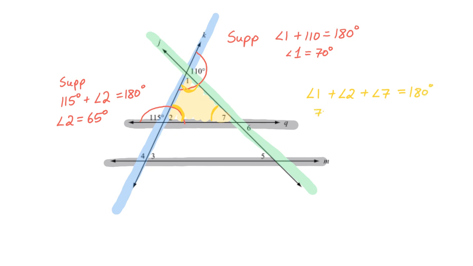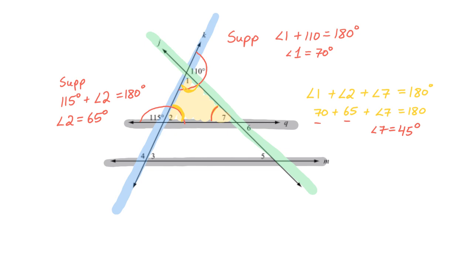So I know that angle 1 is 70. I know that angle 2 is 65. I need to know what is left over to find angle 7. So I'm going to subtract 70 degrees and 65 degrees from 180, and whatever is left over is going to be angle 7. The leftover degrees is 45 degrees. So now I know all of the inside angles of my triangle.